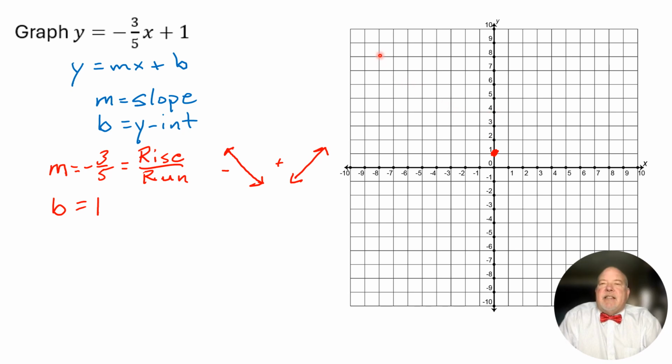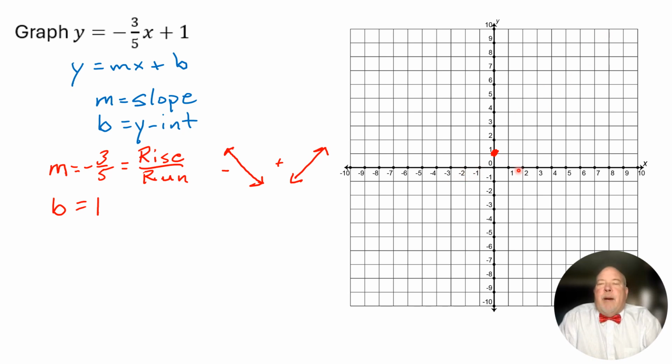And I know this line needs to lean this way. It's a decreasing function. So I'm going to go up 3, and then I'm going to go to the left 5, and I'm going to put a dot there. If it was a positive slope, then I would have gone up 3 and to the right 5, because I would know the line would be an increasing function and look like this.